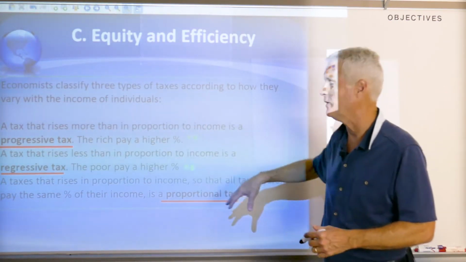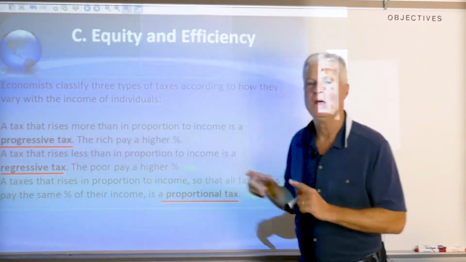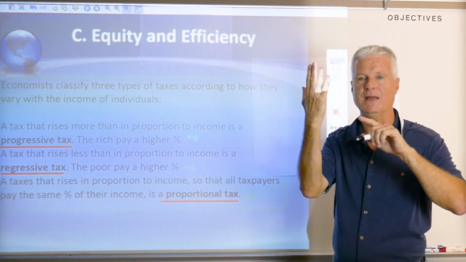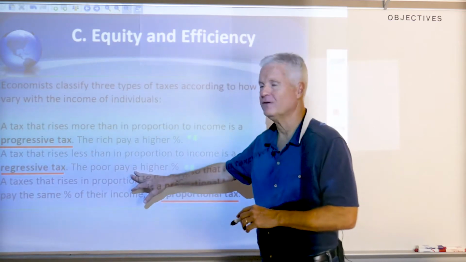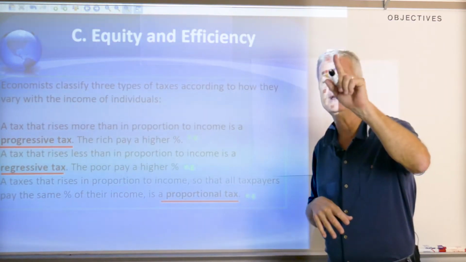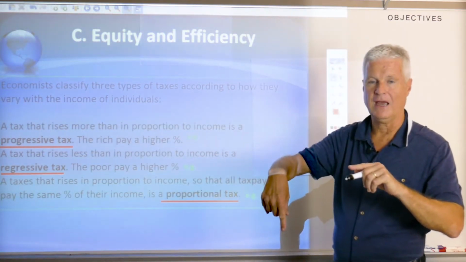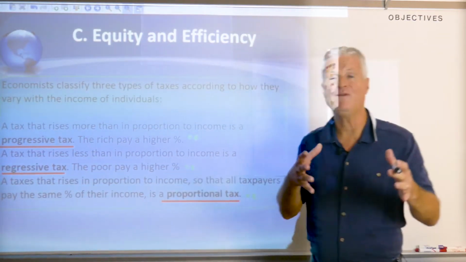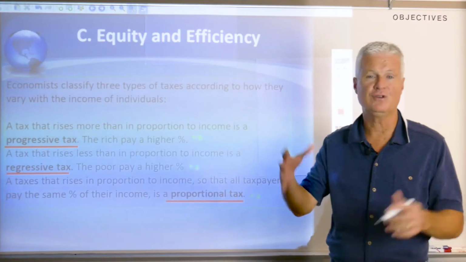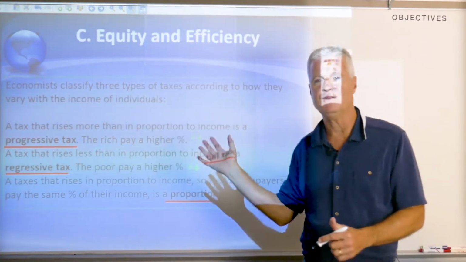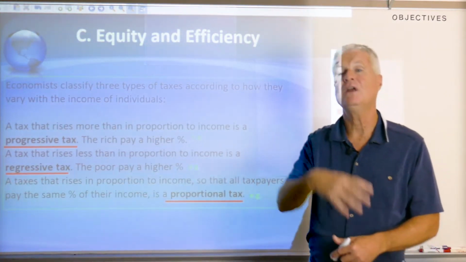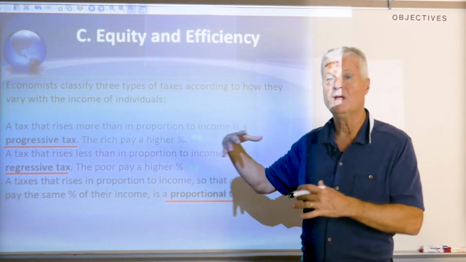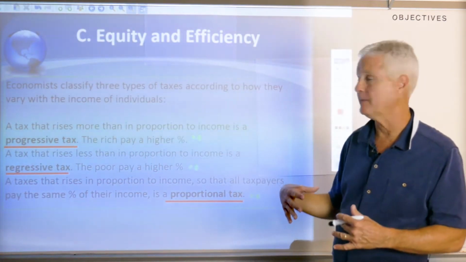You need to write these down, okay? Progressive tax. The higher the income, the higher the tax rate or percent. Regressive tax. The higher the income, the lower the tax rate. And then proportional tax is a fixed tax rate. Let's say 10%. Everybody pays 10%. You make very little, you pay 10%. You make a lot, you pay 10%. So the person making a lot is paying more dollars, but they're paying the exact same rate.